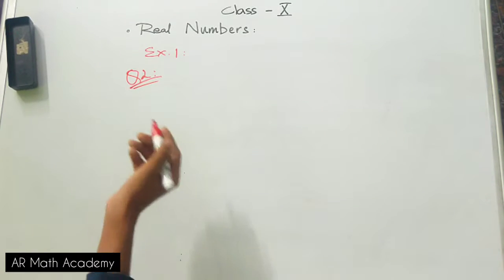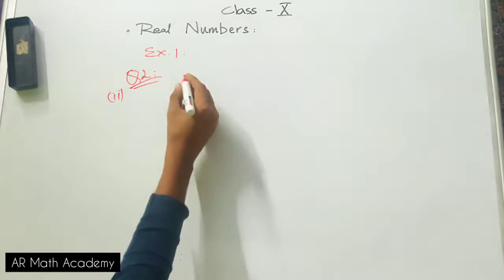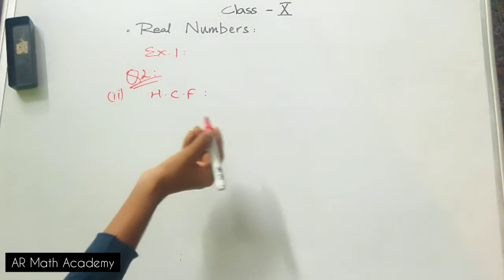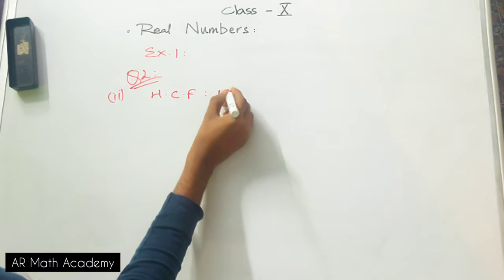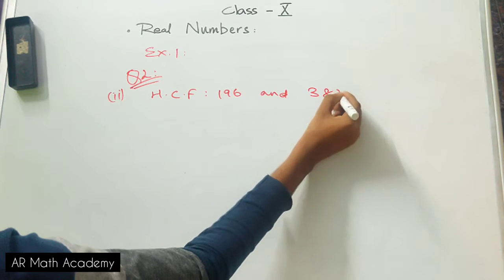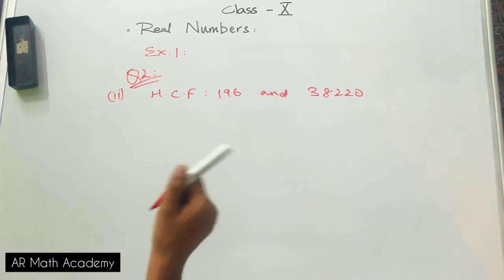Our question number 2, subdivision 2 according to your textbook, is finding the HCF of these two numbers using Euclid's division lemma. The two numbers are 196 and 38,220. So these are your two numbers. Now, how do you solve this?